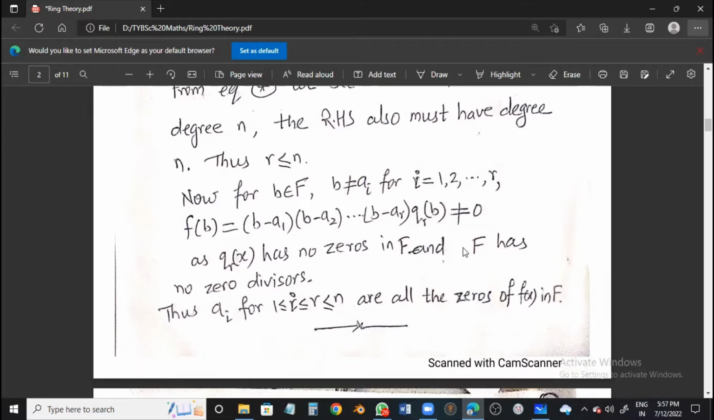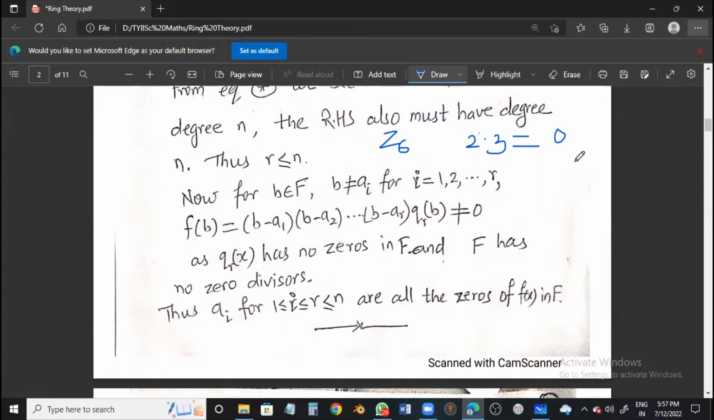So what you got? F has no zero divisors. So this cannot be 0. What do you mean by zero divisors? Apart from not being 0, the product becomes 0. As if, if at all I had 2 into 3. I'm talking in Z6. What is this product in Z6? 0. Yeah, it becomes 0. So that is what is known as zero divisor.